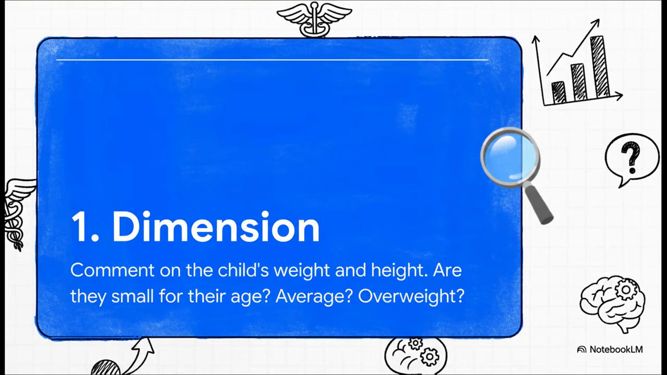It's your mental scaffolding that ensures you have a systematic and complete observation every single time. The first D is dimension. This is basically your general, big picture observation of the child's growth. Do they look small for their age? Maybe a bit overweight? Is their growth proportional? You're just starting with the basics of their physical development.